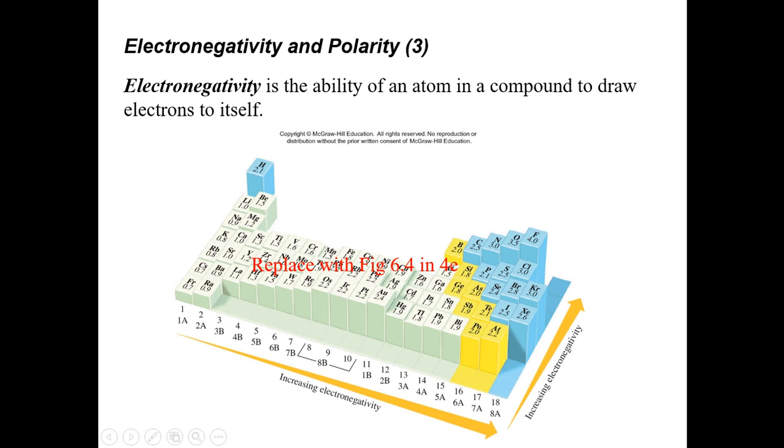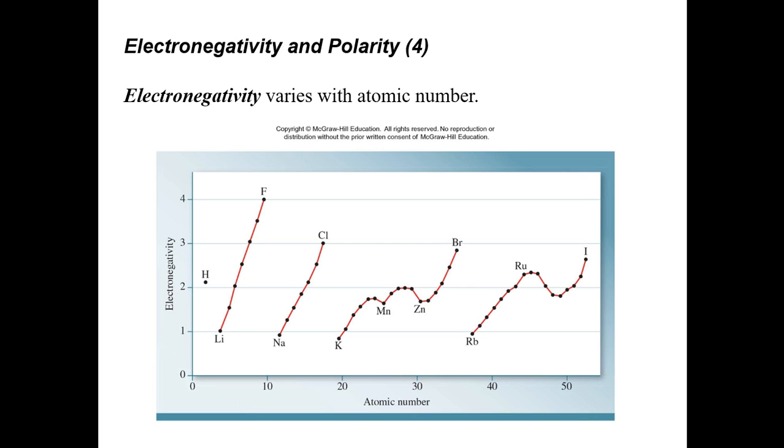For example, fluorine, F2. What is the electronegativity difference? F to F, 4 minus 4, the difference is 0. But think about HF. Here you see 2.1 and 4. What is the electronegativity difference? 0.9. That means there's an electronegativity difference, so that is a polar covalent bond. This shows how the electronegativity changes across each period.